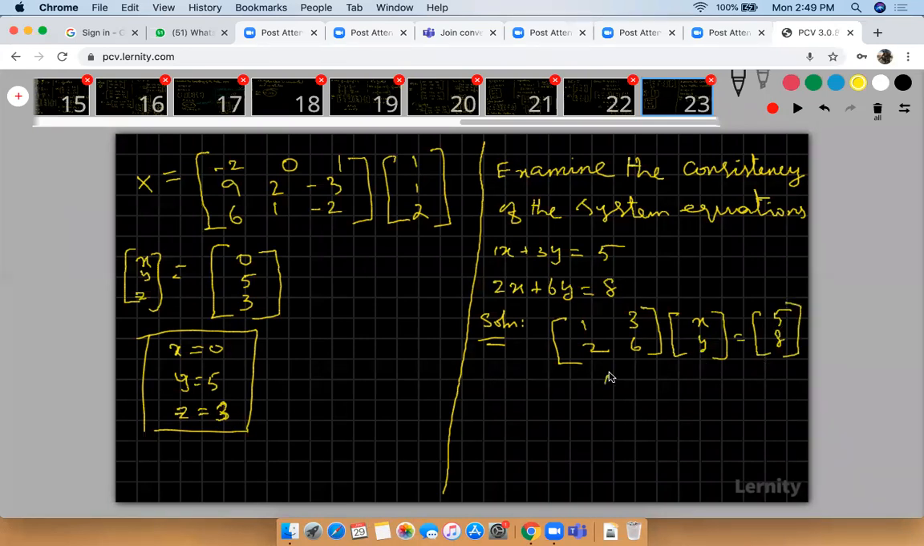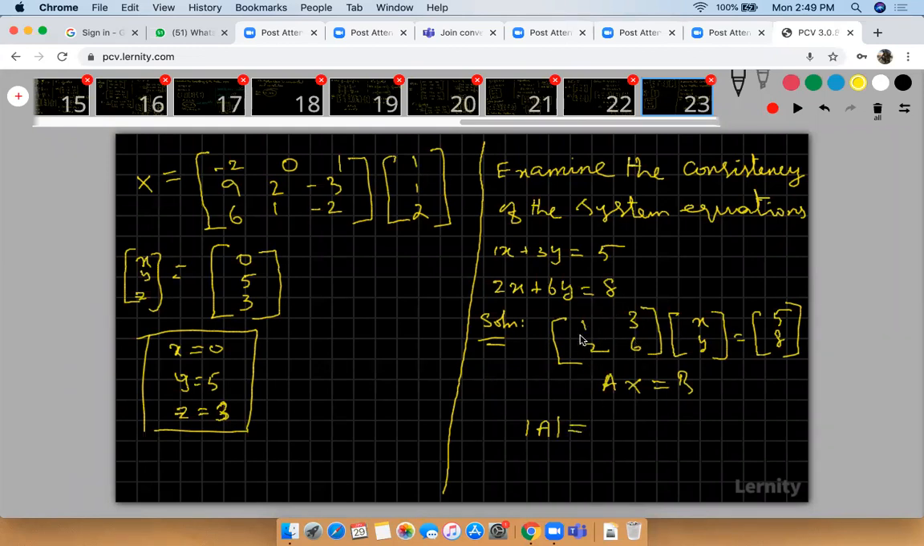If you take this as A, this as X, and this equal to B, first of all, check that the determinant of A is not equal to 0. That means then only A inverse exists. The first case is if determinant of A is not equal to 0, A is non-singular. A is non-singular means A inverse exists, and we'll go for X is equal to A inverse B.